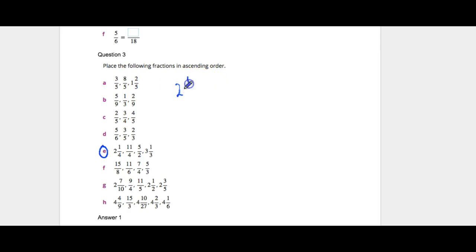So 2 1/4. So we do 2 times 4 is 8 plus 1 is 9. So we have 9 quarters, and the other one I have to convert is 3 1/3. So 3 times 3 is 9 plus 1 is 10. If you're unsure about how to convert this, you need to go back to, I think, week 1, and revise that. Make sure you can understand how to do this, otherwise you can't do ordering fractions.